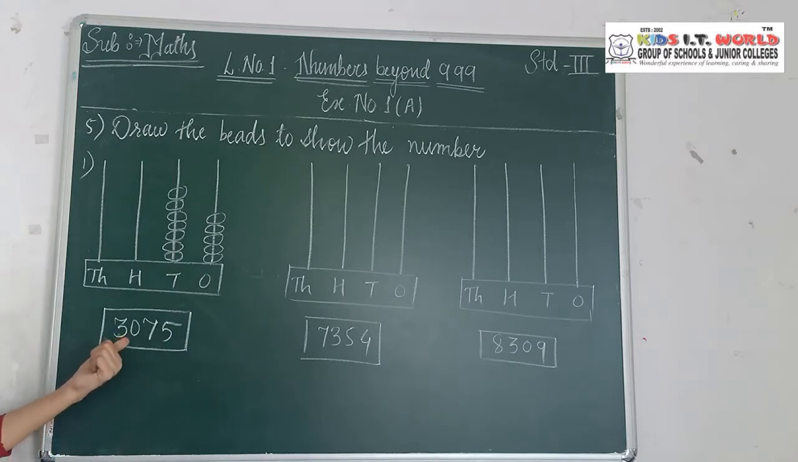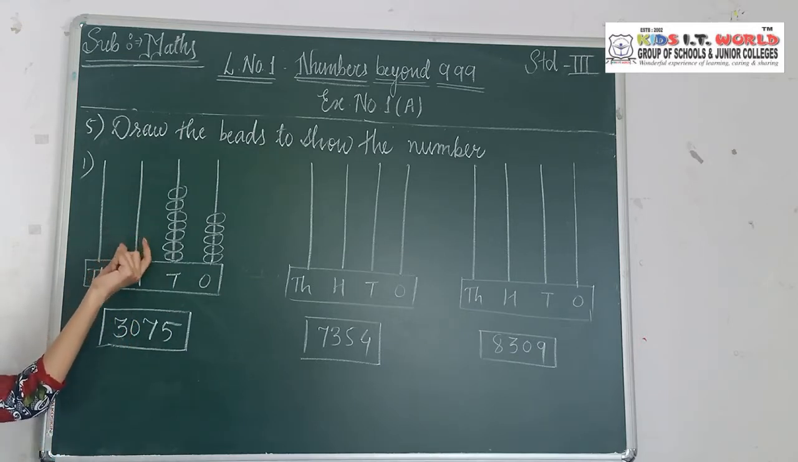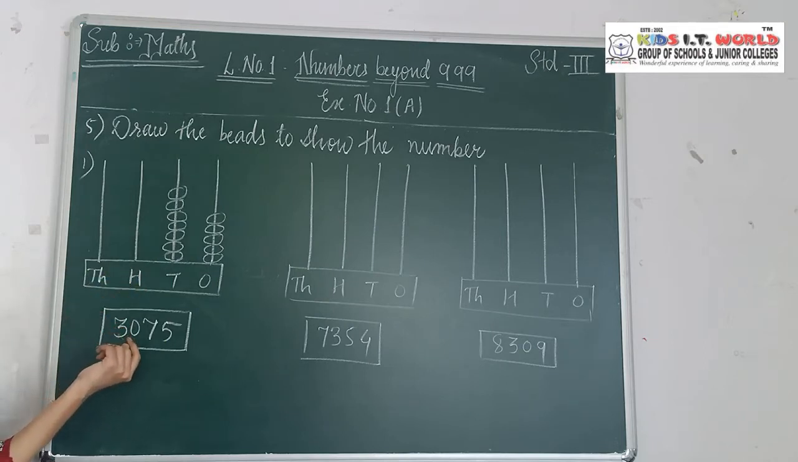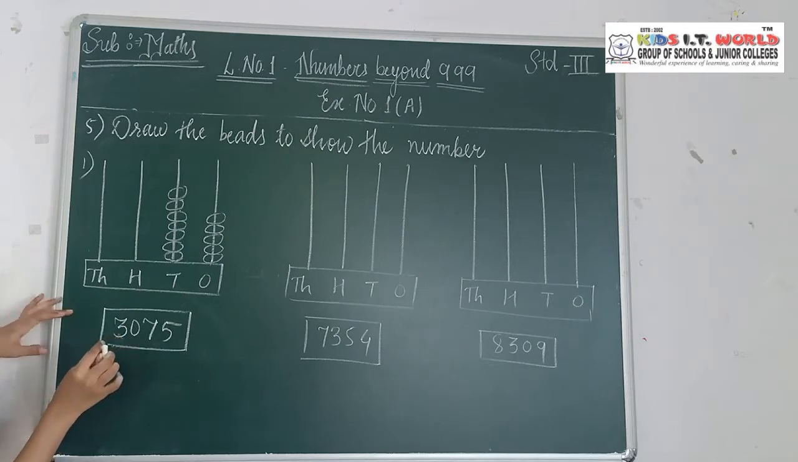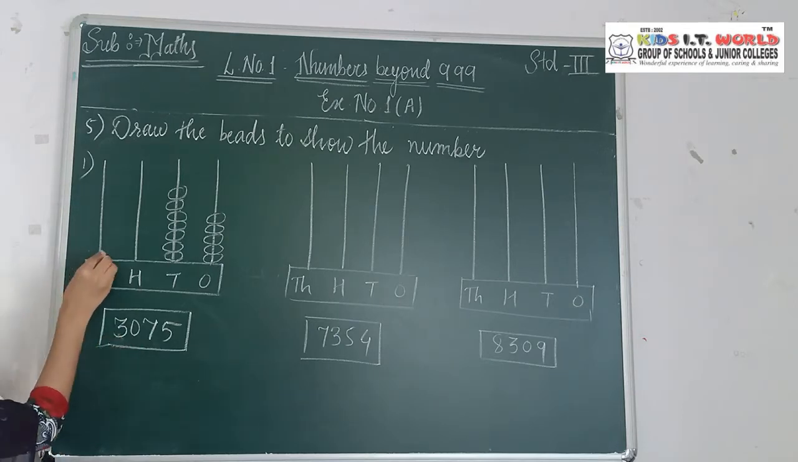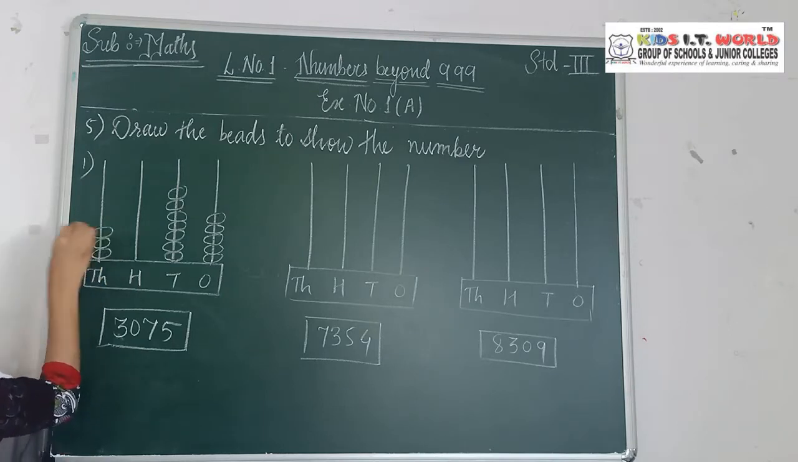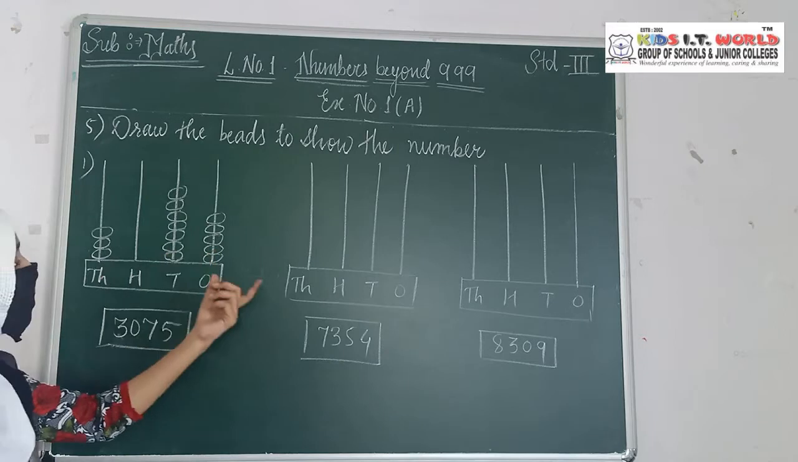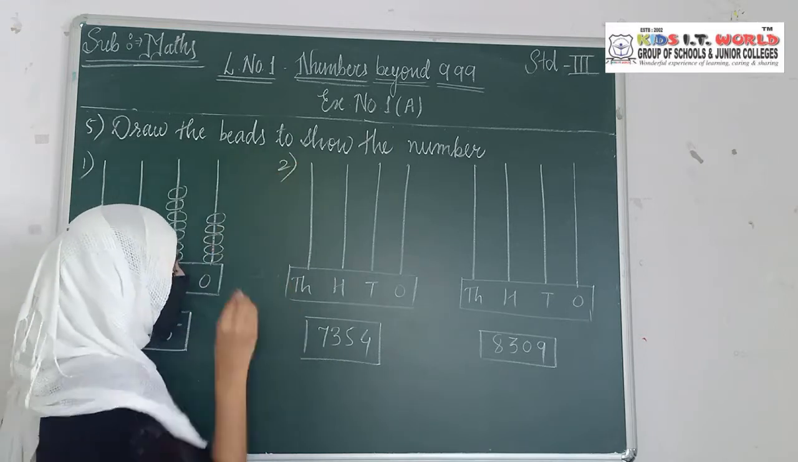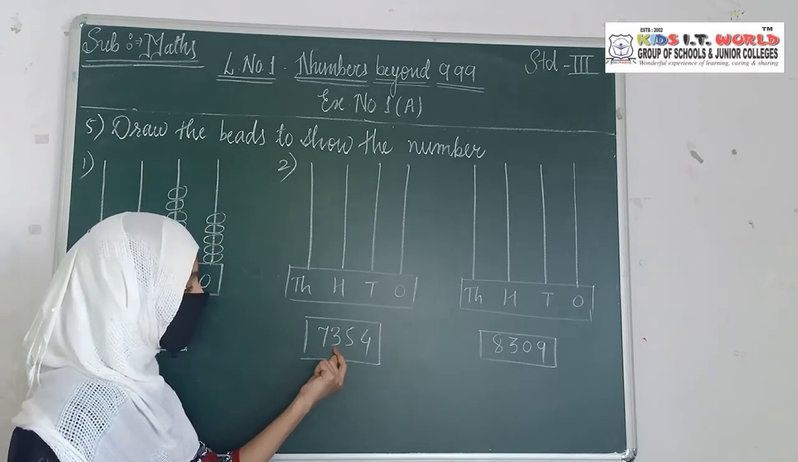See here on the 100 place the value is 0, which means we don't need to draw anything here because the value of hundreds is 0. Coming to the 1000, it has the number 3. So you have to draw 3 beads on the thousands place. So 1, 2, 3. In this way you have to do the other one. Second example, you have to draw 7354.